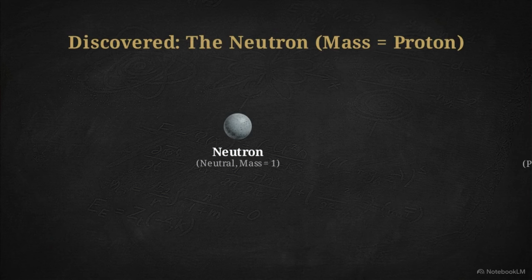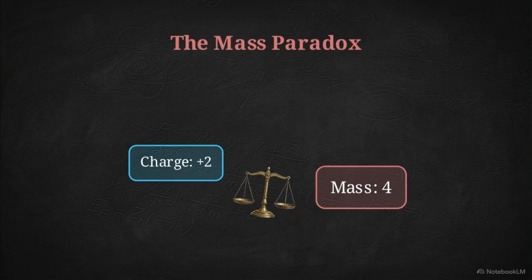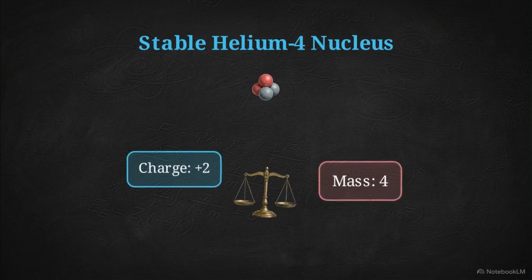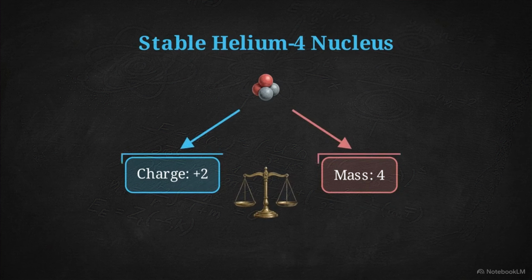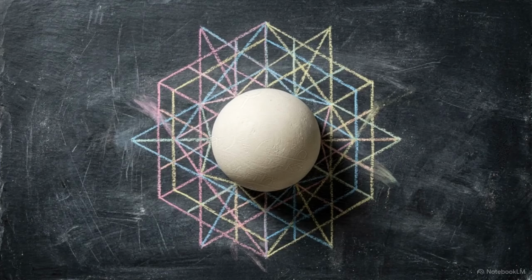Chadwick had discovered the neutron. This resolved the mass paradox. Helium simply had 2 protons and 2 neutrons, balancing the scale without extra charge. Chadwick had identified the uncharged mass that acted as the structural anchor for all matter.